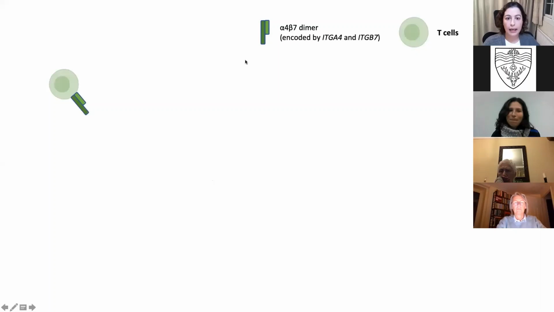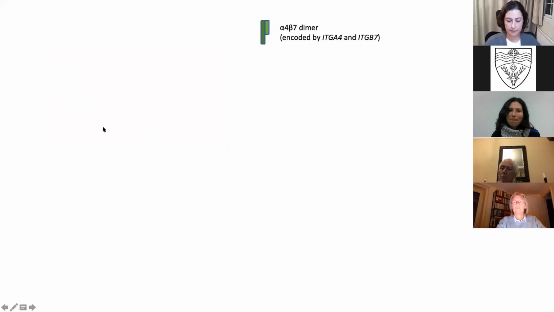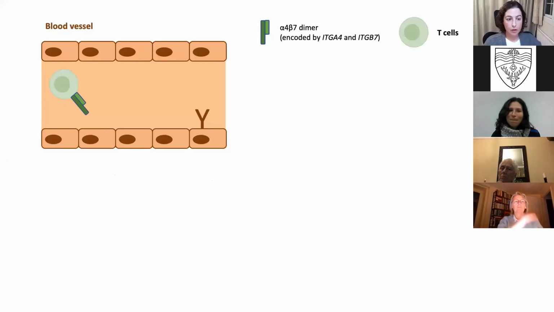This protein is located on the surface of the T cells. The T cells are located in the blood, in the vessels, and the walls of the vessels are built by what we call endothelial cells. And some of these endothelial cells have some proteins on the surface. In this case, this one has one that's called MAdCAM1. So what happens is this T cell with that dimer goes in the blood and recognizes MAdCAM1, which is the signal that the T cell requires for going away from the vessel and going to the tissue outside.